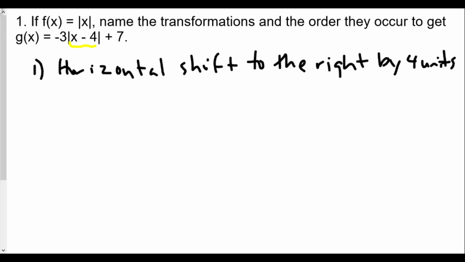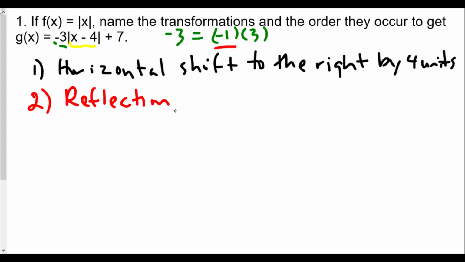The next thing we're looking at is multiplication, and we see two things here, even though people see ones. Negative 3 really means negative 1 times 3. In the order we see this, we take a look at our negative 1 first, because we multiply from left to right. So the second transformation is multiplying by negative 1, which is a reflection in the x-axis. Again, it's a reflection in the x-axis if the negative 1 is multiplying on the outside of the parentheses.